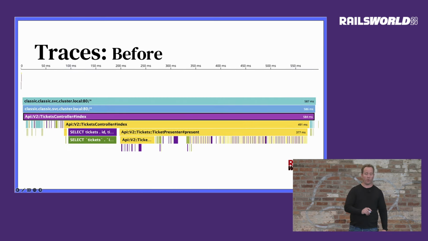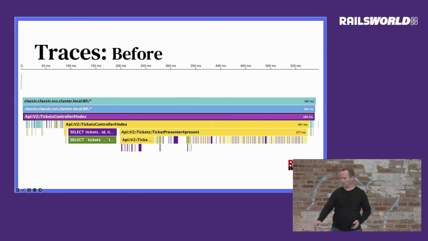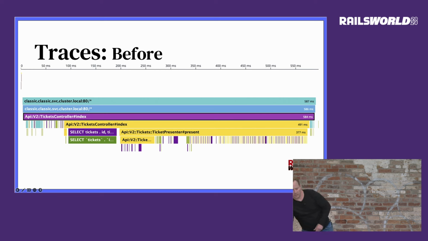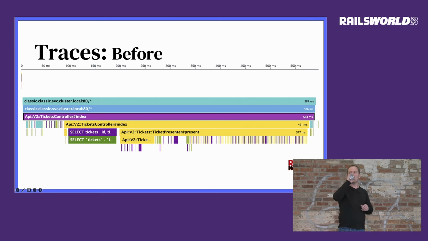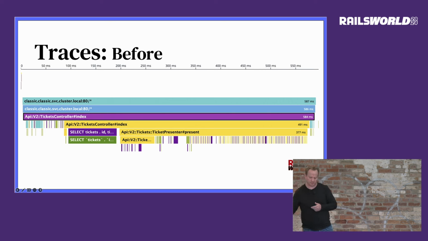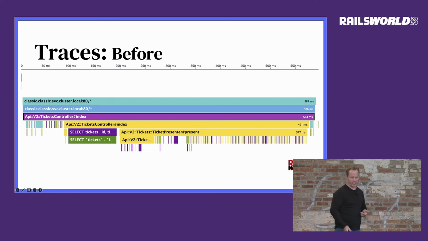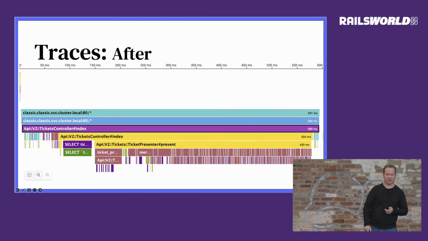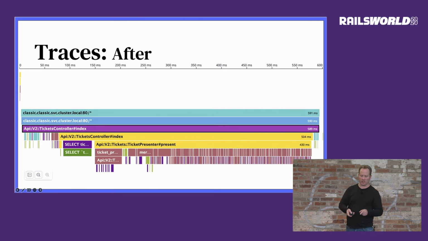So what you get before is traces that look somewhat like this, which gives you a good amount of data. But after, you get something like this, where you can dive right down into the actual problem.